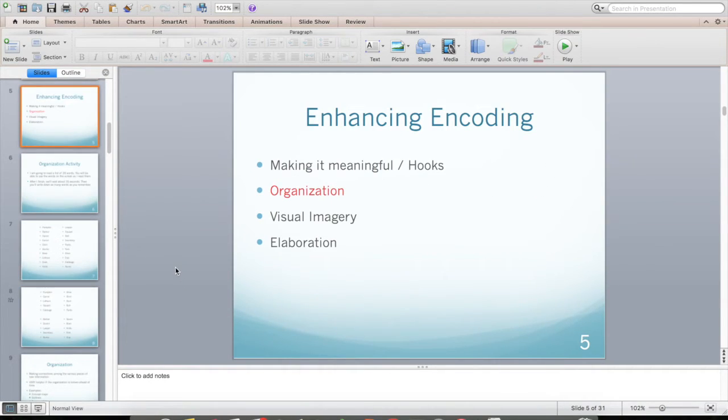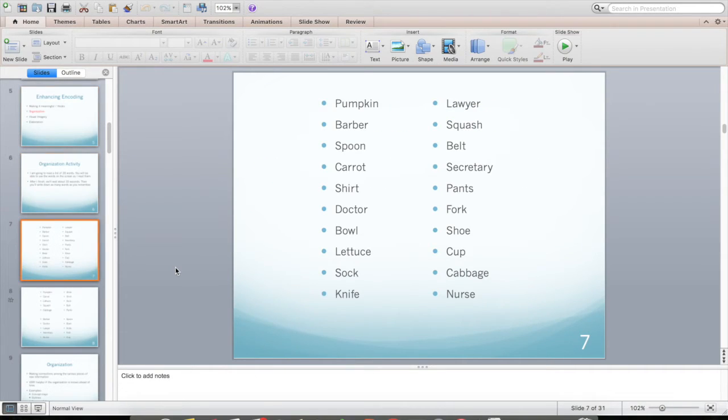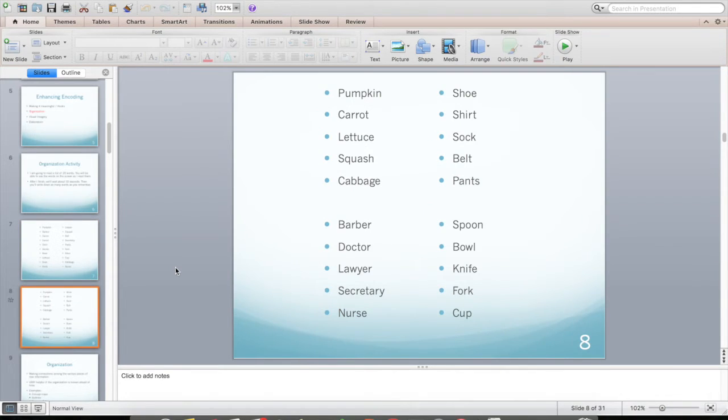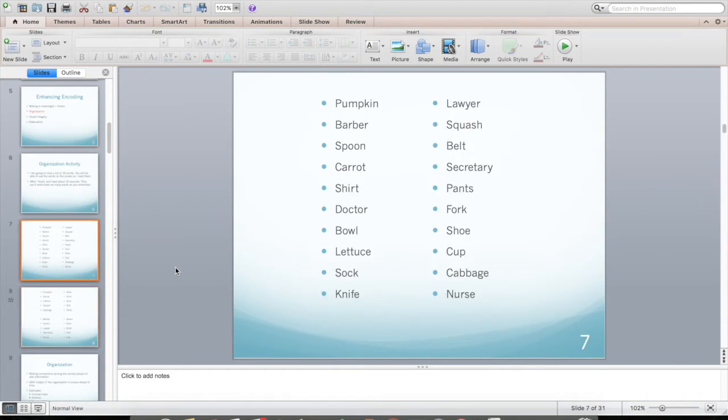All right, organization. This one's pretty simple. If I give you this long list of words, it's really hard for you to remember because there's 20 words and they don't really connect. But as you read through the words, you see that they can organize into 4 separate groups of 5. And this actually makes it much easier to remember because now I've got a group of vegetables, a group of clothes, a group of professions, and a group of utensils, right? You might not remember them exactly, but it's still easier to remember than this up here.